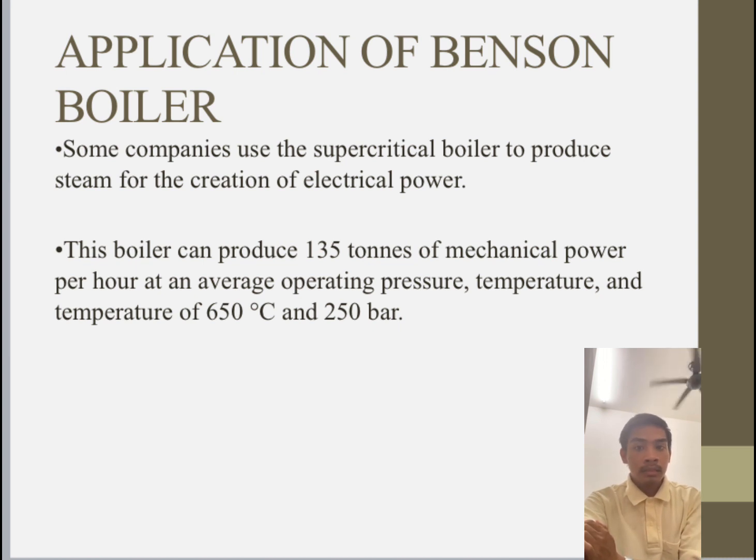Now I want to explain about application of Benson boiler. Some companies use the supercritical boiler to produce steam for the creation of electrical power. This boiler can produce 135 tons of steam per hour at an average operating temperature of 650 degrees C and pressure of 250 bar.